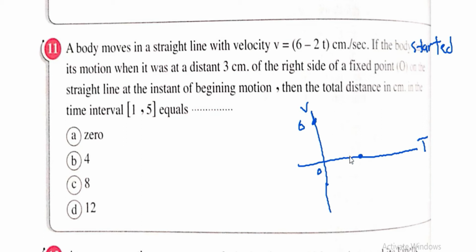This is 3, this is 1. When t equals 5, 2 times 5 is 10, 6 minus 10 is negative 4. This is negative 4. So we can graph the straight line. We want to find the displacement in the interval from 1 to 5. S equals the integration of v dt.